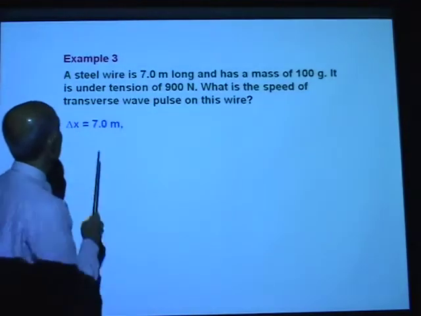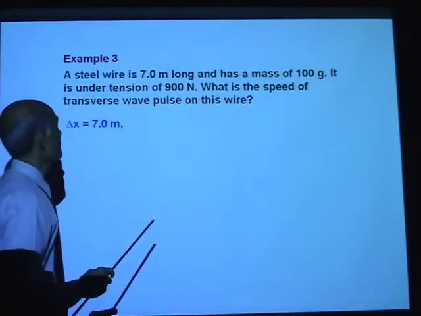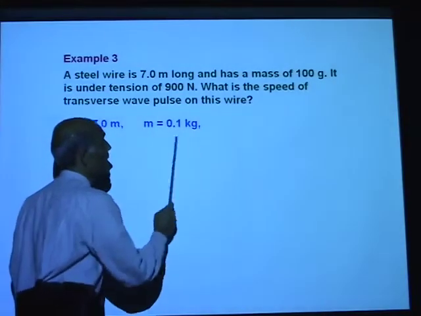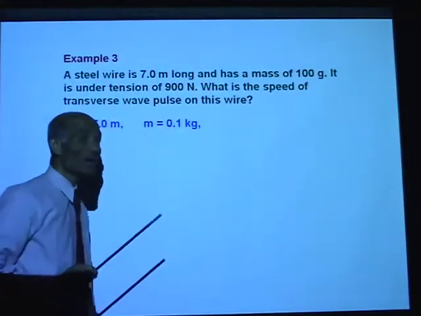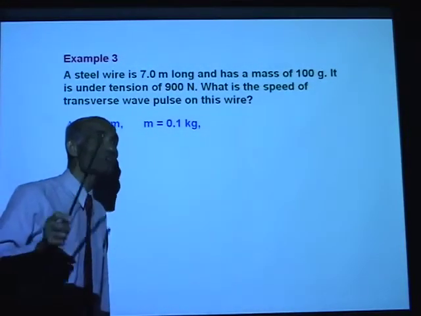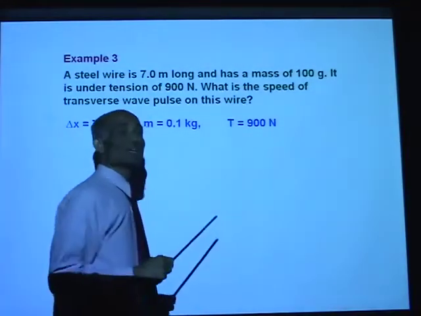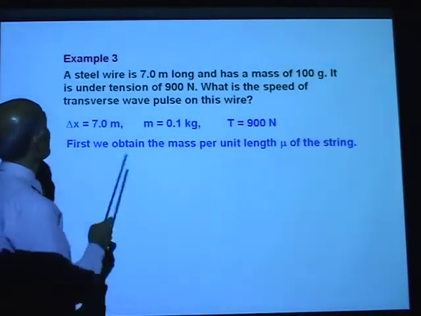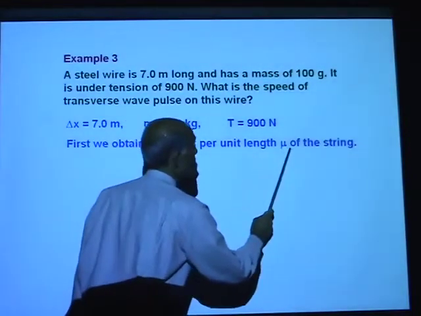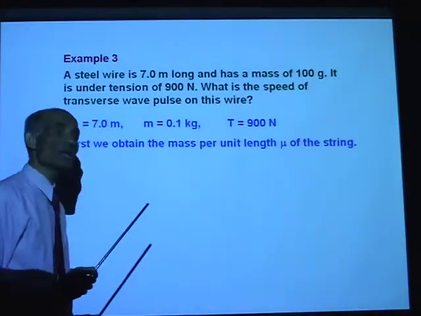Let's do that. Delta x, the length of the string, is 7 meter. The mass of the string is 100 gram, which is 0.1 kilogram. Always remember to convert it to proper units. And the tension of the string is 900 newton. What do we do? First, we obtain the mass per unit length, mu. Can you find mu for me?